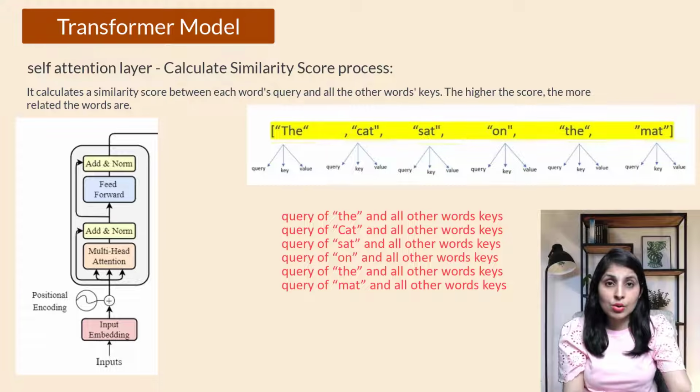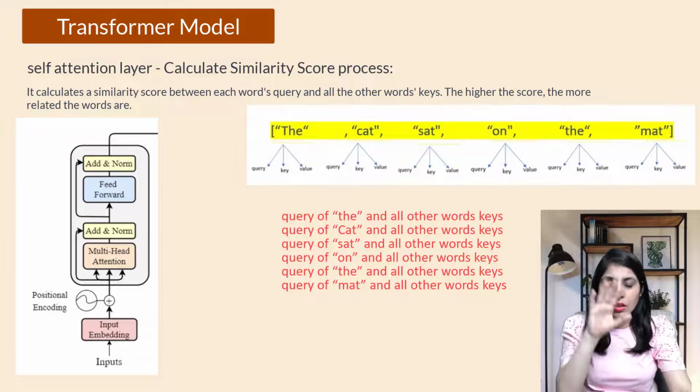This understanding is crucial for tasks like translation, summarization, and understanding the meaning of the sentence. So the self-attention layer allows the transformer model to pay attention to different parts of the sentence, understand how words relate to each other, and capture important information for further processing.